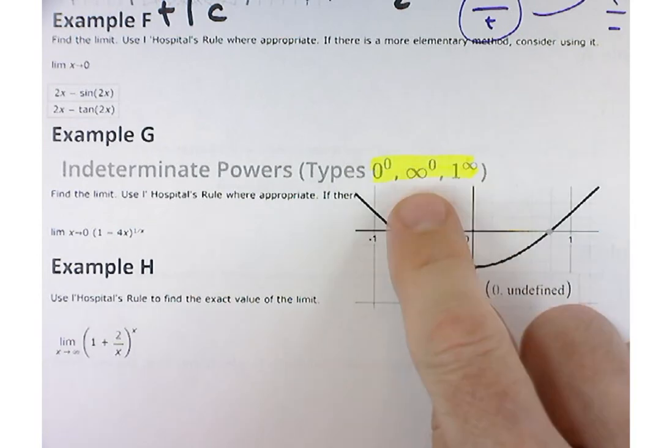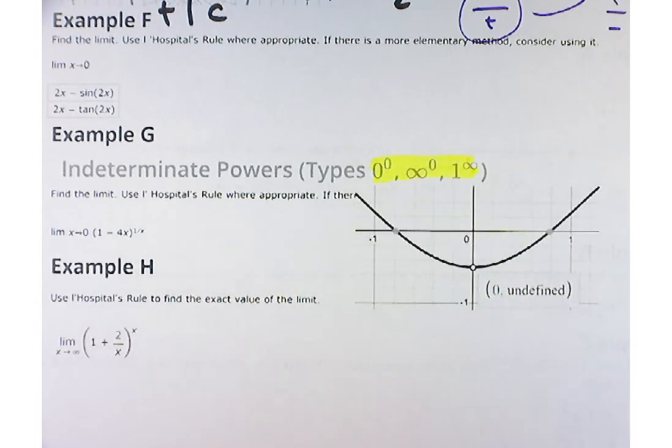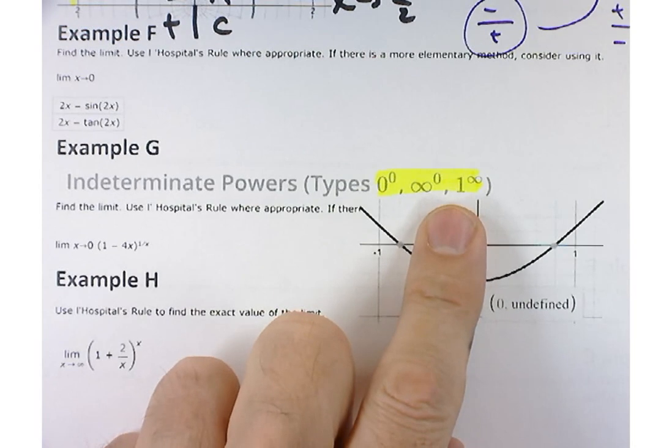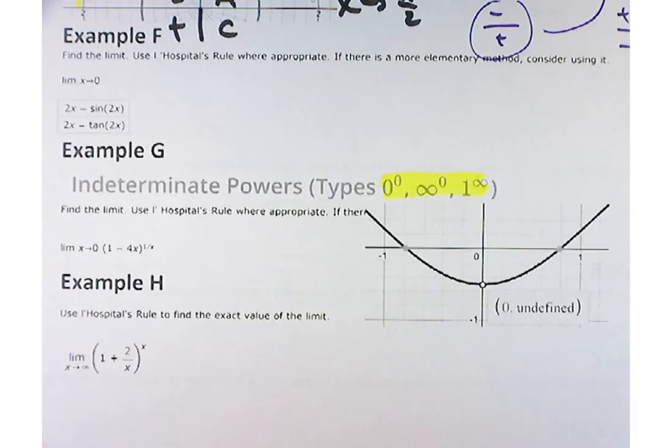You've got infinity, which is really, really big, but to the 0 power. And anything to the 0 power is 1. Or how about 1? 1 to any power is 1, except 1 to the infinity? So it's curious to see what wins in all this stuff.